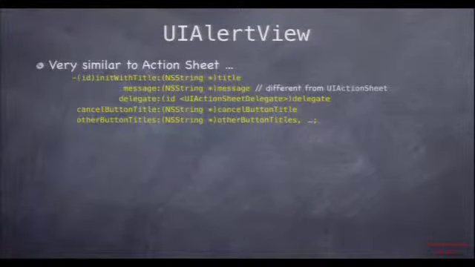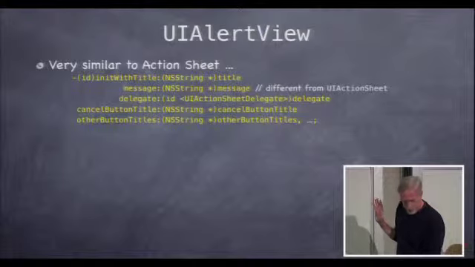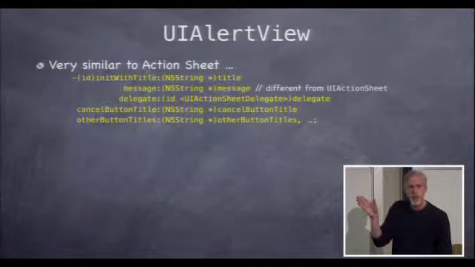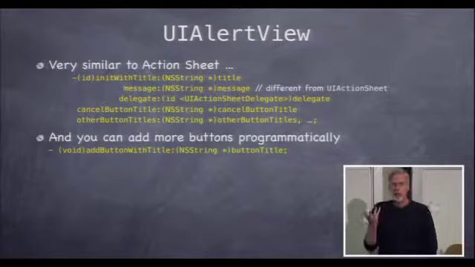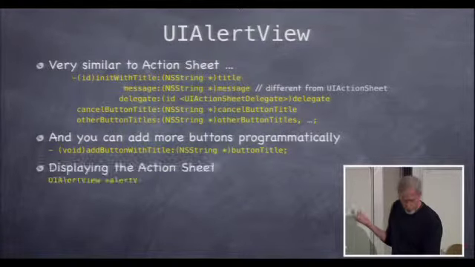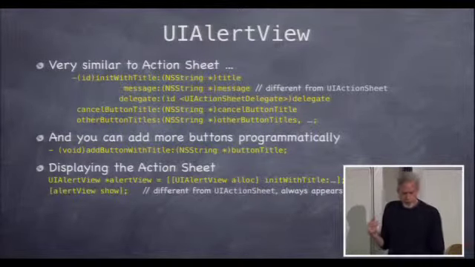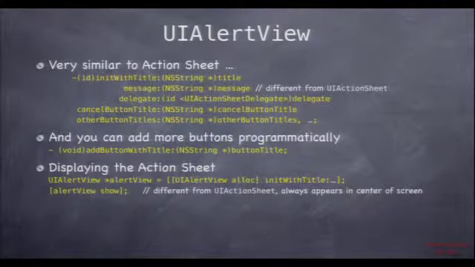So that's action sheet, pretty straightforward. Alert view, almost the same. You can see that the init looks almost exactly the same. There's a message though, like network connection failed or something like that, that comes in. Also, you don't have the destructive button in the alert. You can still add more buttons with this button title thing. And you display it here with show.